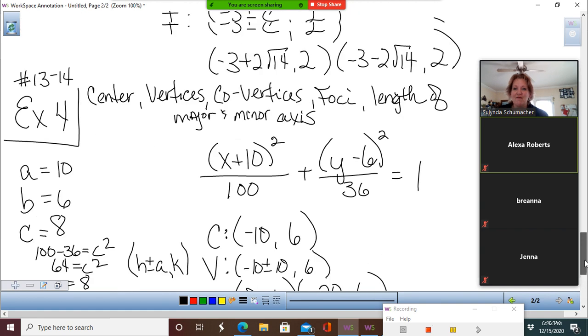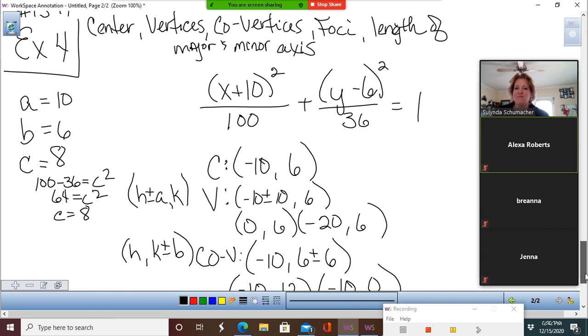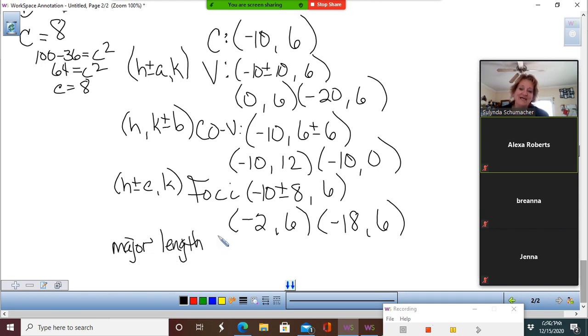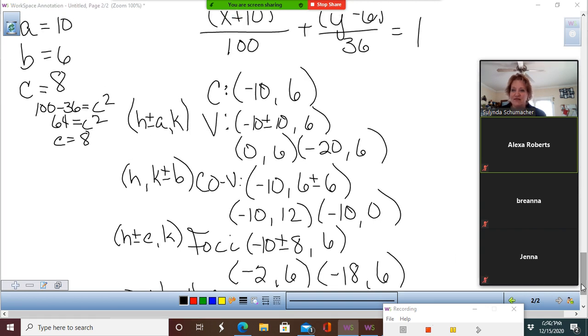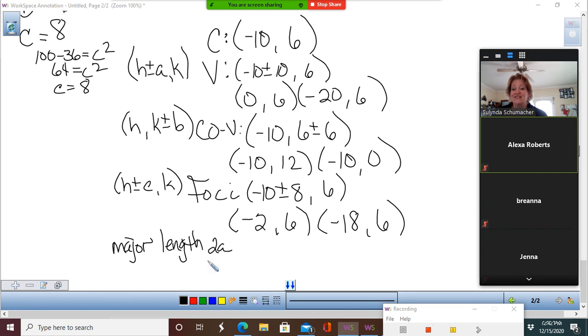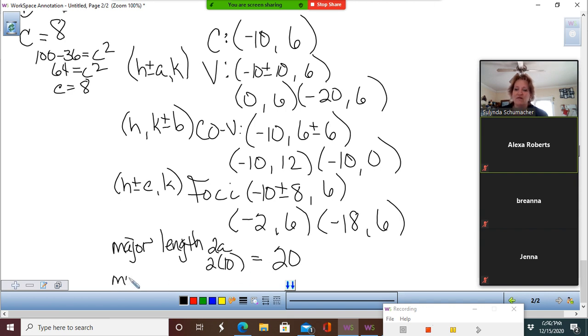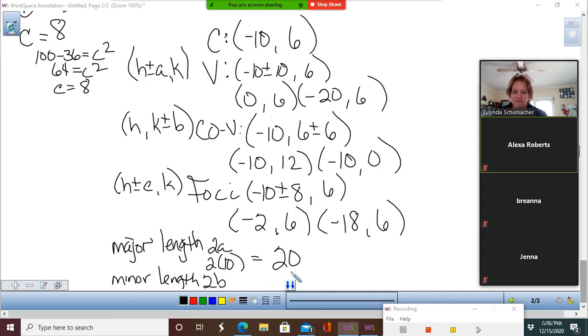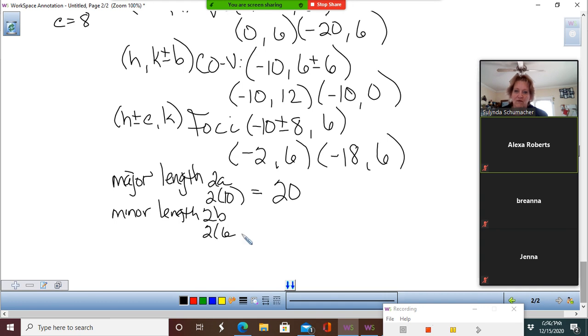At the beginning of this problem, I asked you for the length of the major and minor axis. For the major length, that is simply 2a. We have our a value written on the side right there. A is 10, so this is simply 2 times 10 equals 20. Our minor length is 2b, and our b value we said was 6. So it's just 2 times 6, or 12.